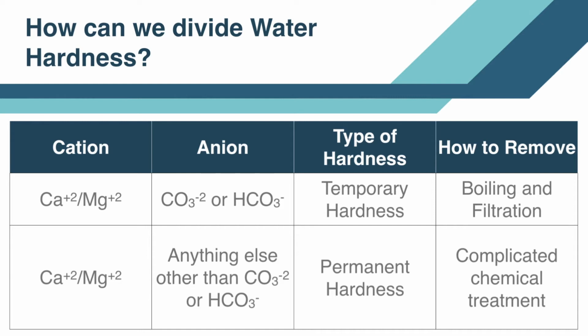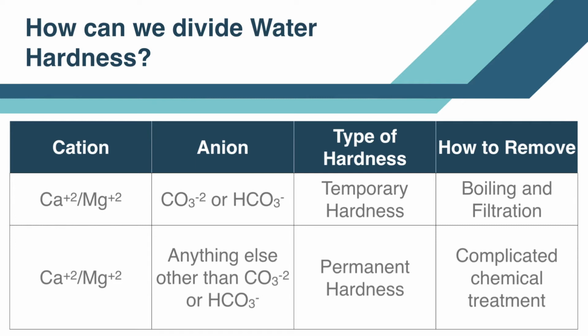Now, here I have given another way of defining temporary and permanent hardness. Temporary hardness is the one which can easily be removed simply by boiling and filtering the water. As it can easily be removed by a simple boiling and filtration method, that is why this hardness is termed temporary hardness, because it is really temporary and it can easily be removed. On the other hand, permanent hardness is the hardness which cannot be removed easily simply by boiling and filtration. Rather, you have to perform some complicated chemical treatment method to remove that hardness. Then I will call that hardness permanent hardness.